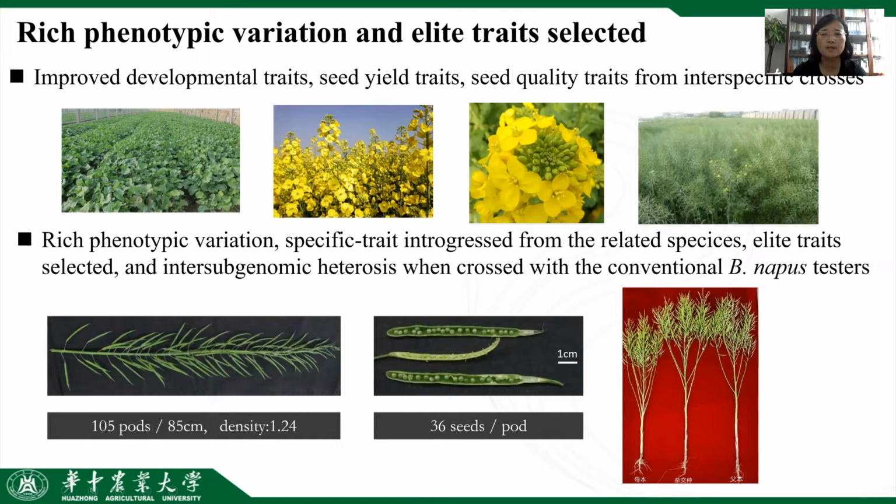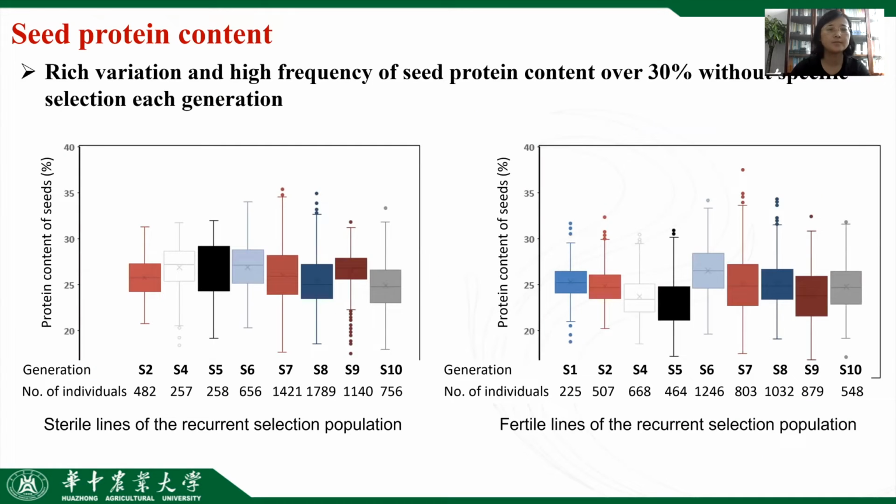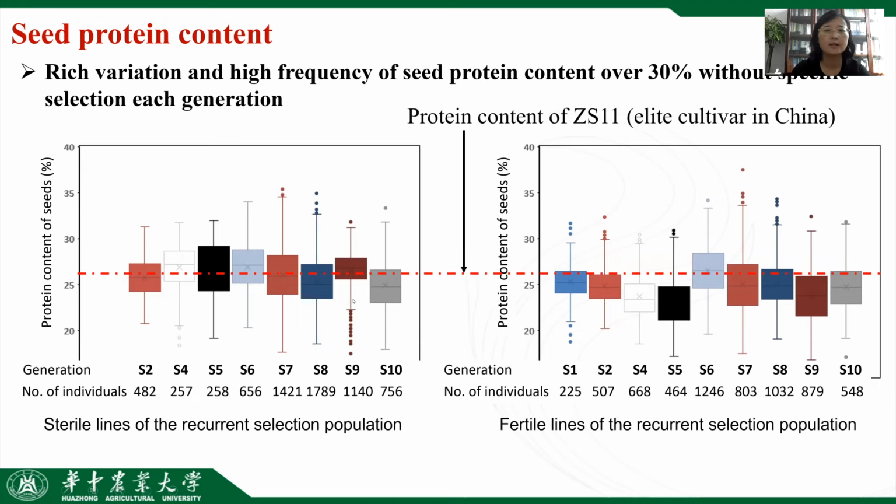When we crossed them with conventional testers, they presented strong heterosis. With this recombination, we can select for breeding cycles with the breeders. For seed protein content, over these 10 rounds of selection, with male sterility and without, we found a part of the lines with over 30% protein at a relatively high frequency. This is because we were more focused on the seed oil content.